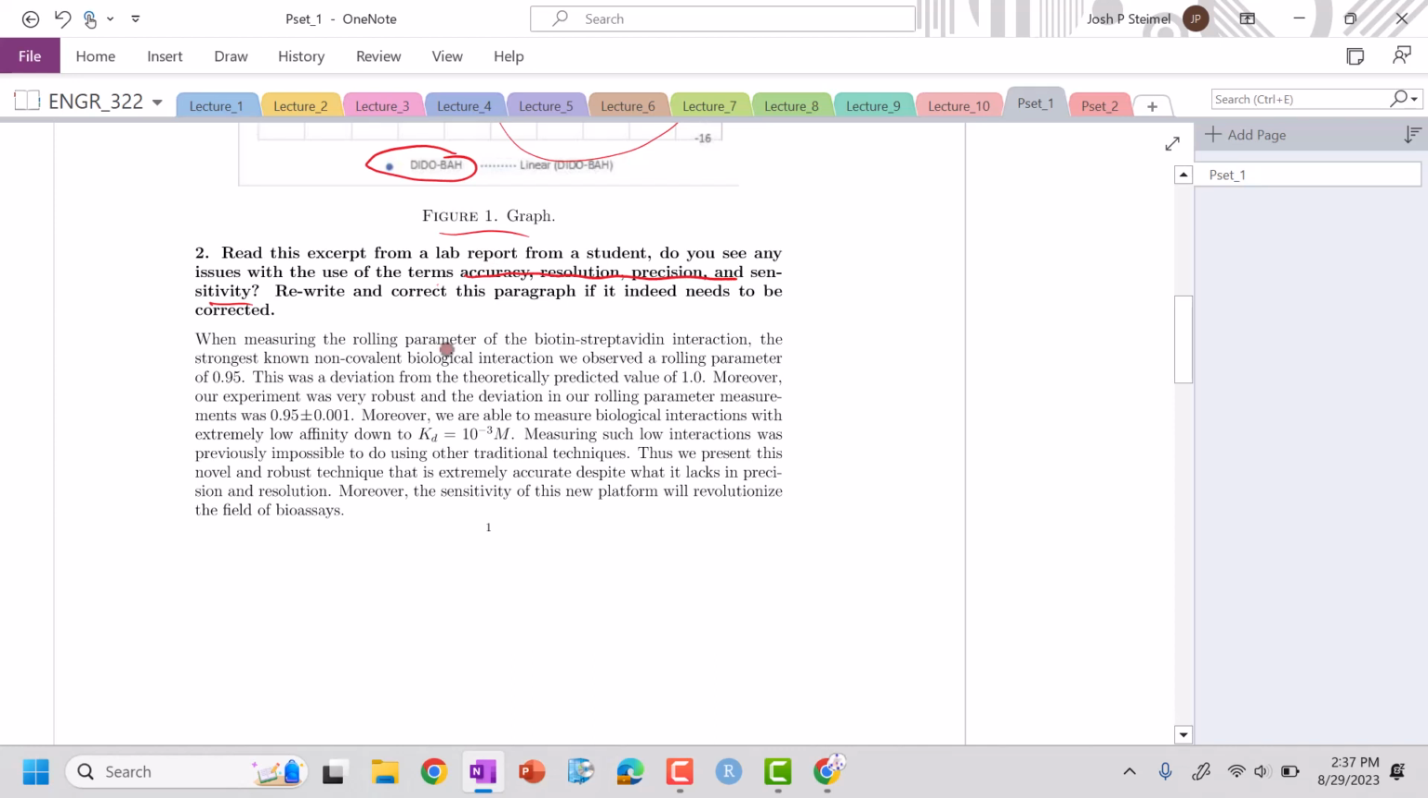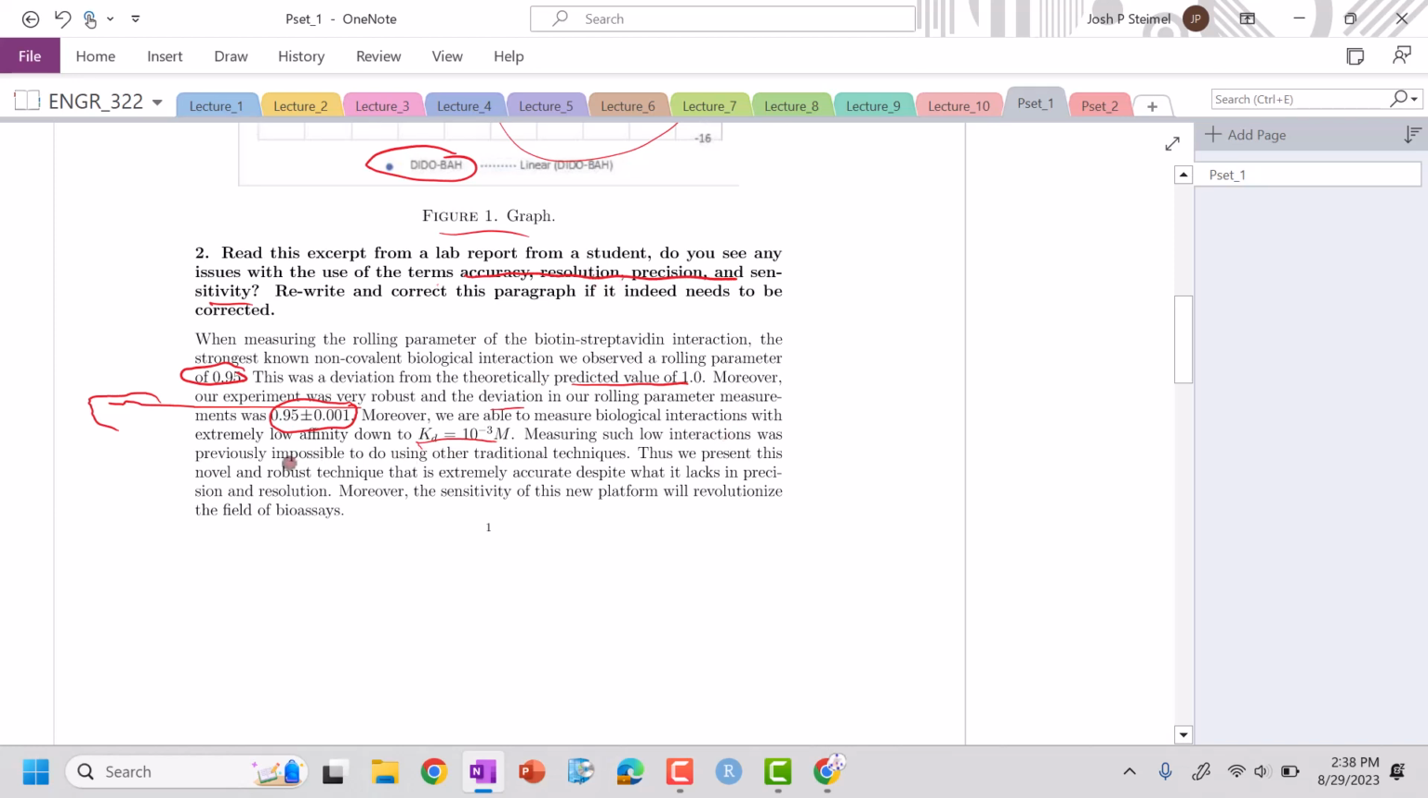So when measuring the rolling parameter of the biodistributed interaction, the strongest, we observe a rolling parameter of this. So this is our measured value. This was a deviation from the theory predicted of 1. So already there's a difference between our measured and theory, so that's going to get to accuracy. Experiment was very robust. The deviation was this. So this is getting to precision. So this looks to be very precise. We're able to measure biological instruments with extremely low affinity down to, so we're able to measure very, very small things, so the resolution appears to be good.